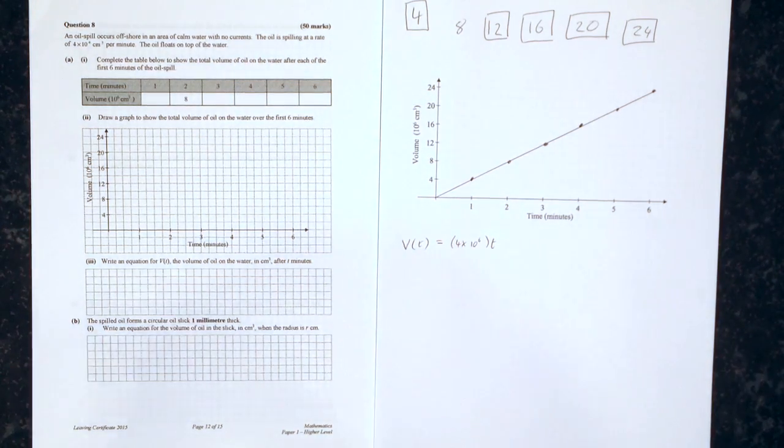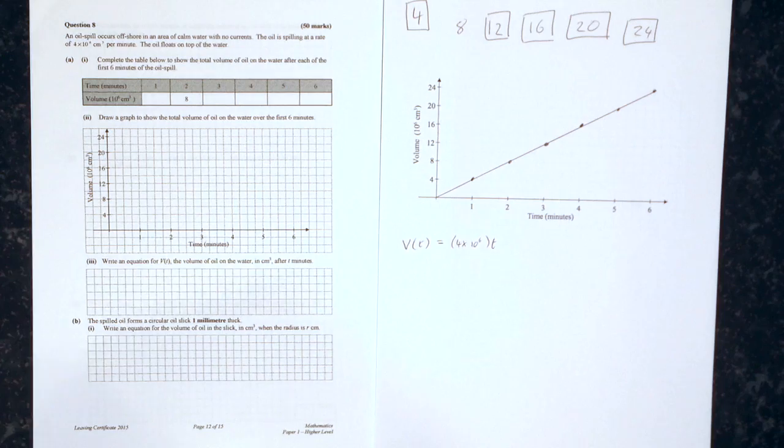Part B. The oil spill forms a circular oil slick 1 millimeter thick. Write an equation for the volume of oil in the slick in centimeters cubed, where the radius is r centimeters. So we need to construct an equation for the volume of the oil in terms of the radius r. Now as the oil spills out, it's going to be increasing in a circle, but the height is going to stay the same. So the shape it's going to make is going to be a cylinder.